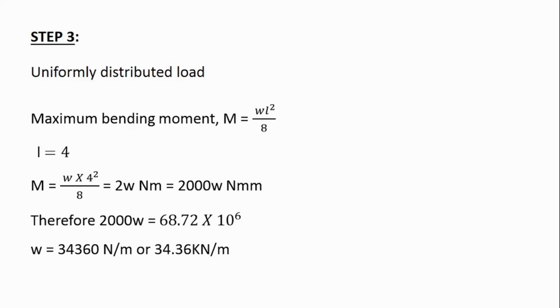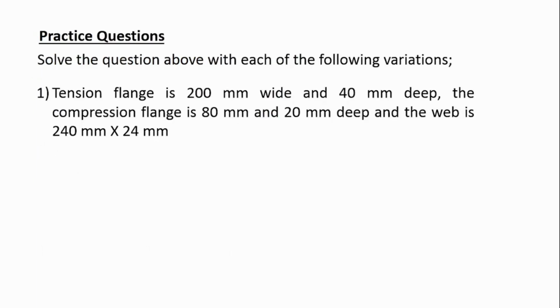Now, if they say the tension flange is 200 mm wide and 40 mm deep, compression flange is 80 mm wide and 20 mm deep, and the web is 240 mm by 24 mm, these are just variations. You can go the same steps. We could do another practice question. Find the loads per meter run which can be carried over an 8 meter span by a simply supported beam. Now, let's say the question is the same, but the span was increased to 8 meters.